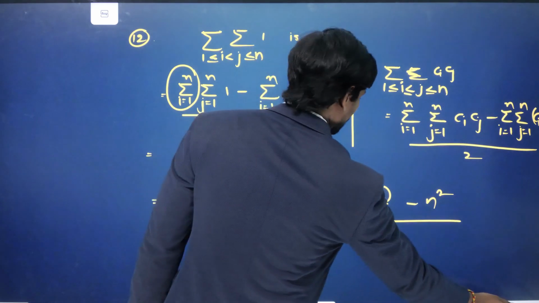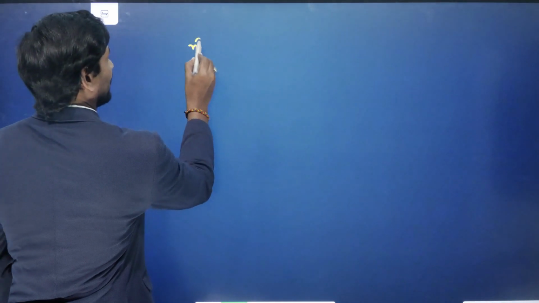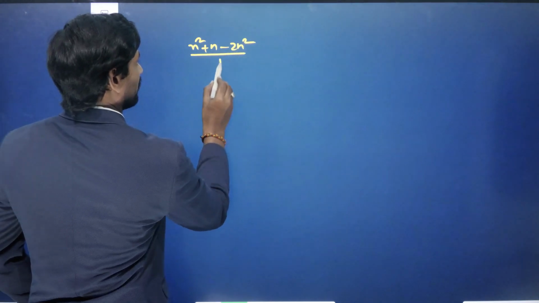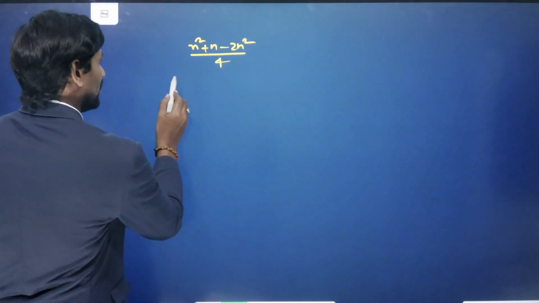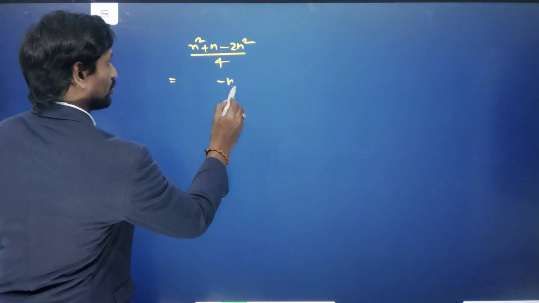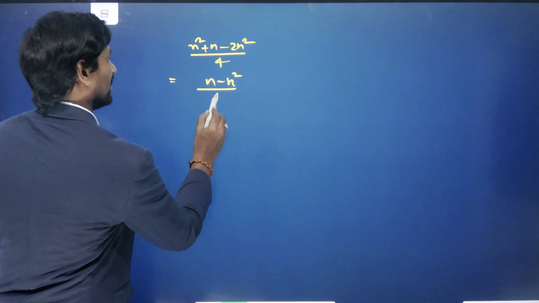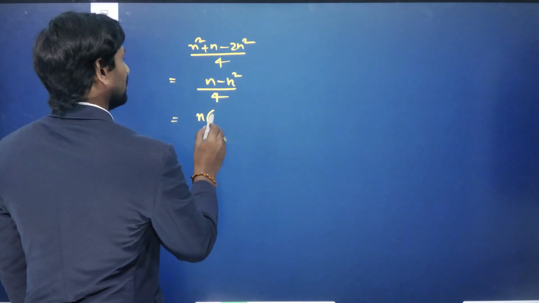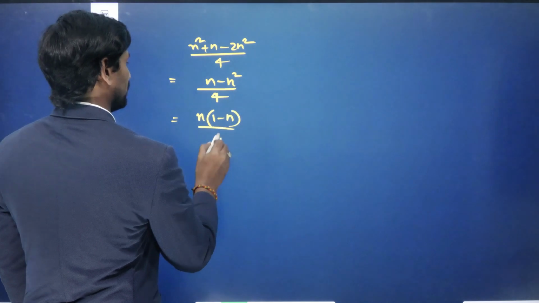Let me write this one. n into n square plus n minus 2n square by 4. While you are observing here, n square minus 2n square becomes minus n square, and before n it will be divided by 4. So take n common, then 1 minus n by 4. This will be the answer.